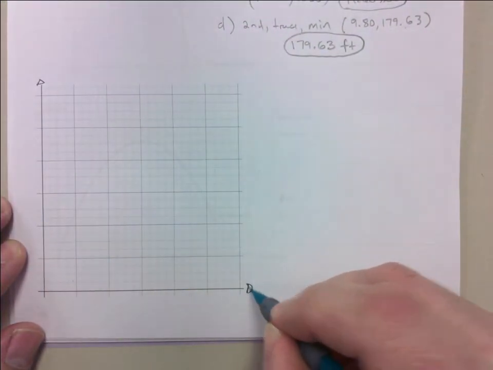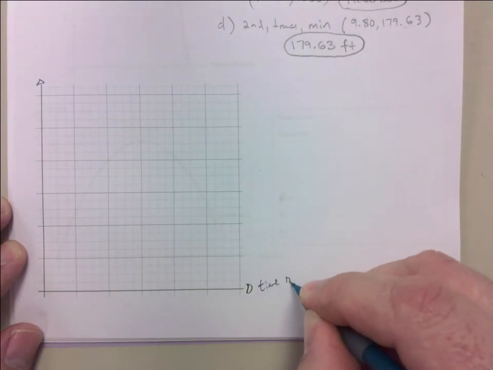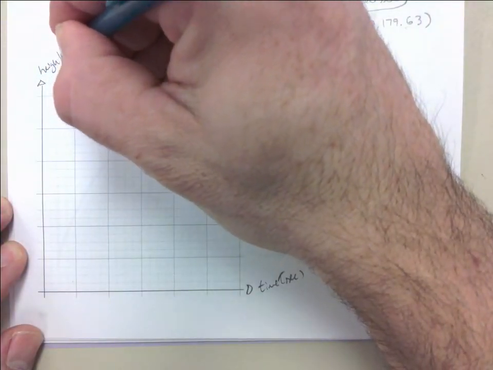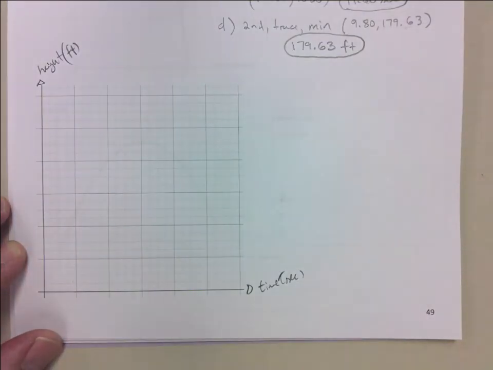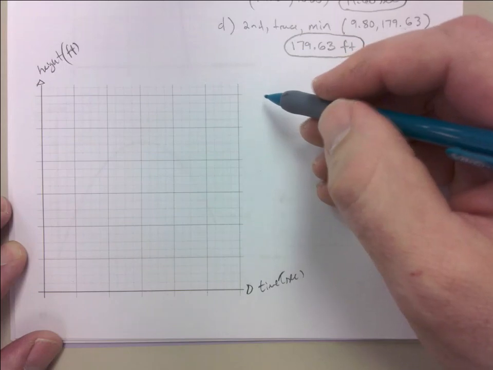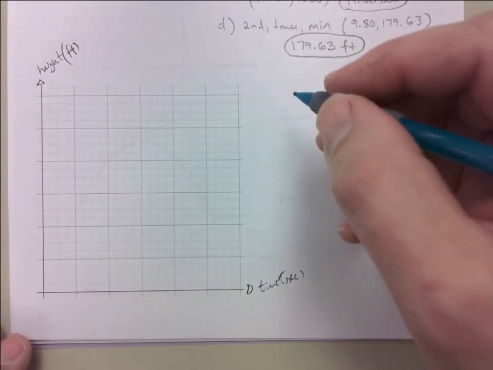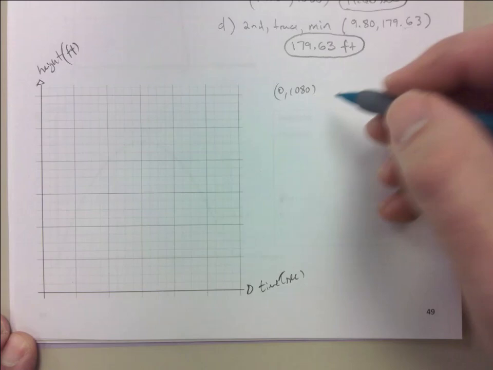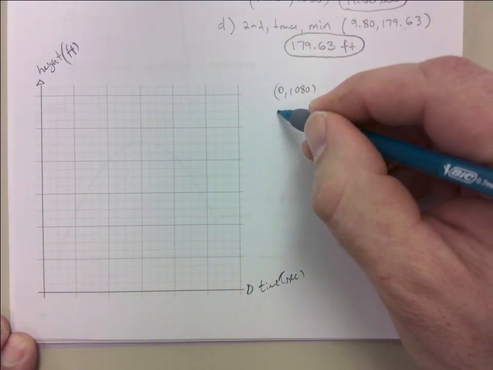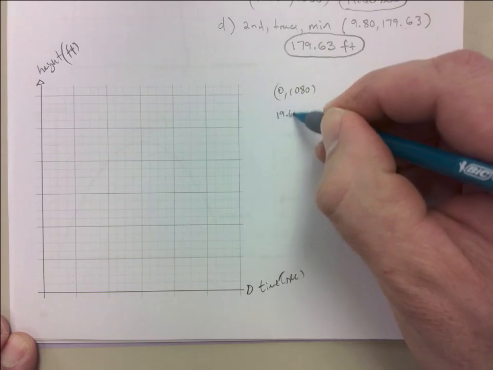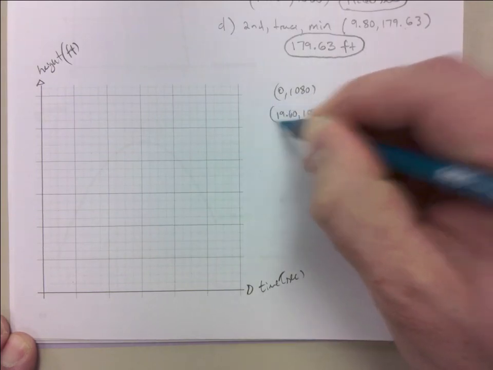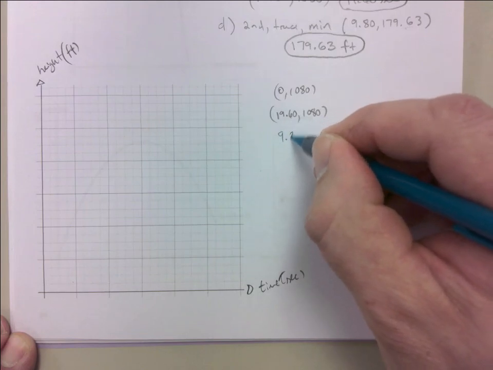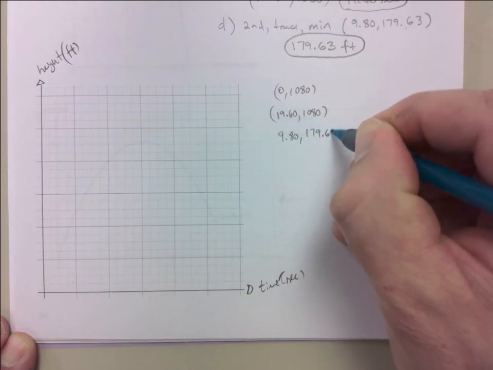Let's label first. Get that out of the way. Time in seconds. This is height in feet. And I will do my inventory real quick here. This one is important, my y-intercept. I need this one, 1960, 1080. And I need the vertex, which is 9.80, 179.63. Okay.